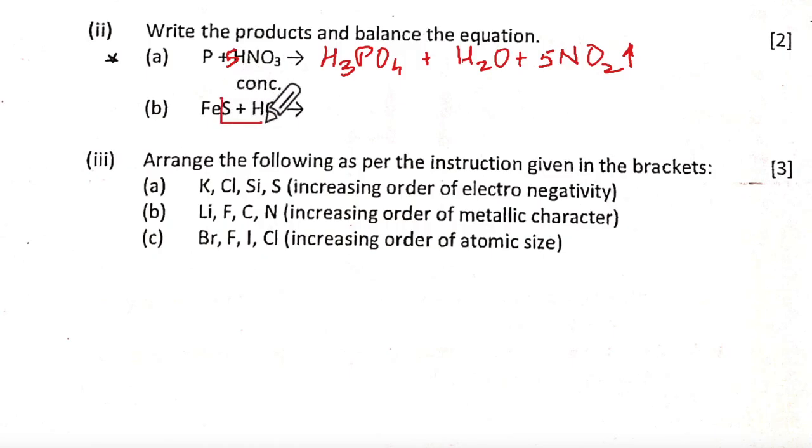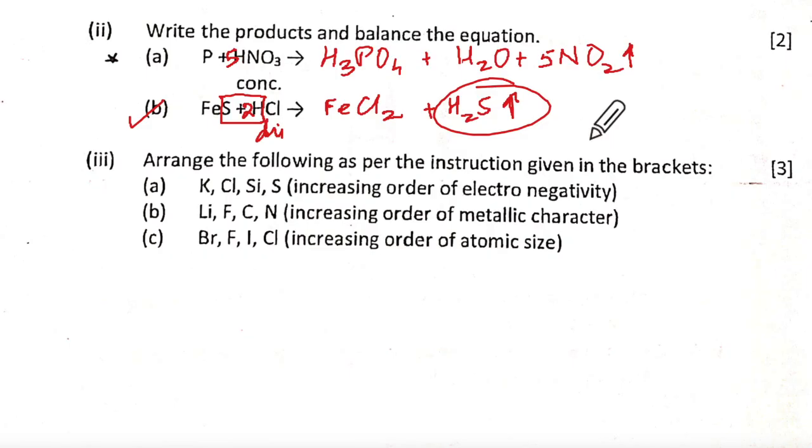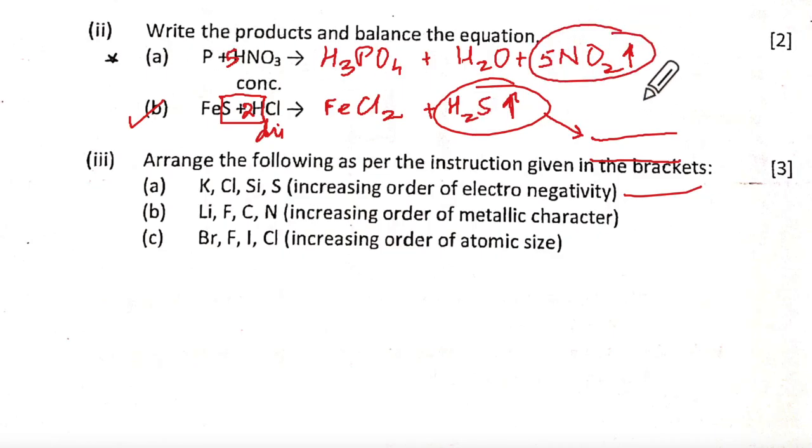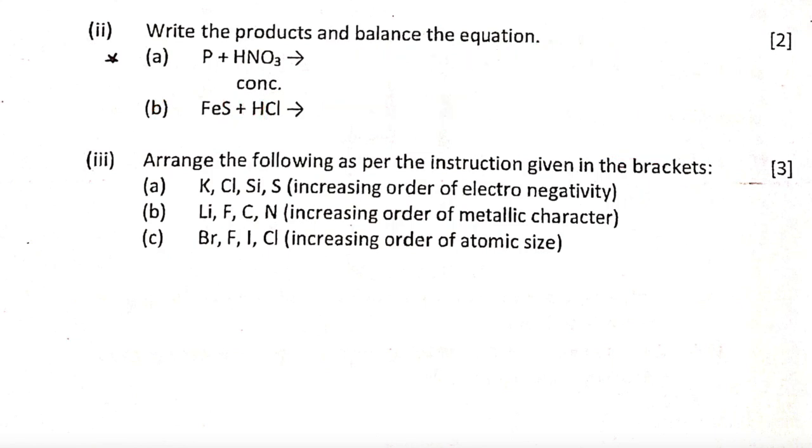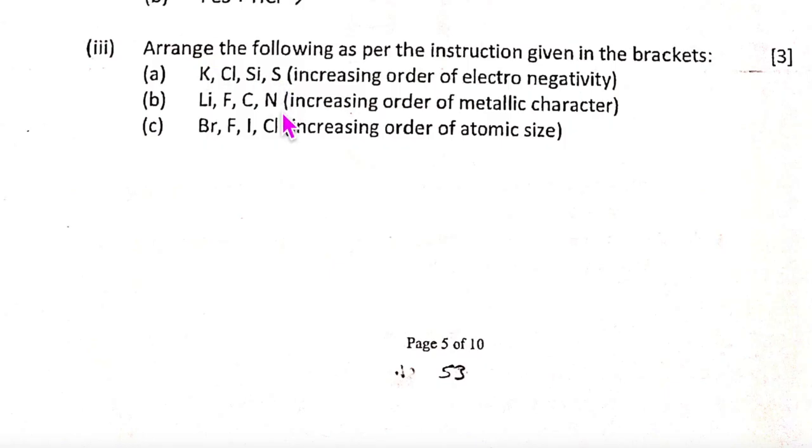Then FeS, this is very simple. You have to mention this is dilute. So it will become FeCl2 and H2S, and it's a gas. They can even ask you for the observation here. What will be the observation? Colorless gas, having the smell of rotten eggs, and turns moist lead acetate paper silvery black. What will be the observation here? Reddish brown nitrogen dioxide gas is evolved.